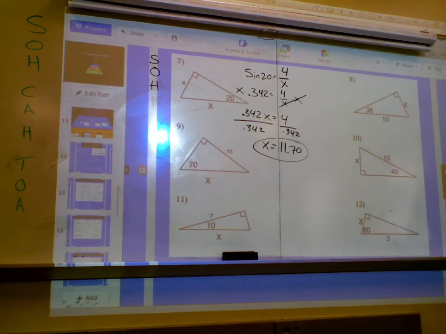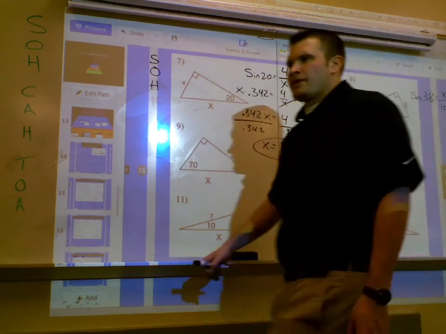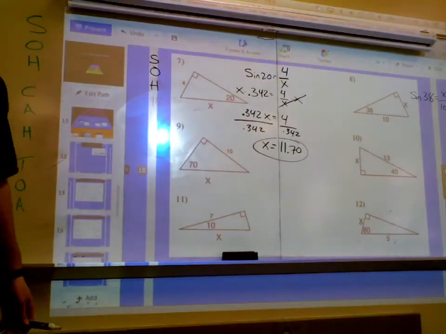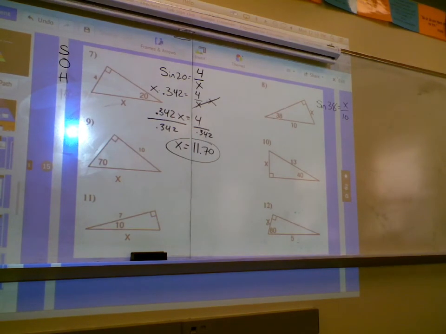What's my theta? 38, right? What's x? Opposite, adjacent, hypotenuse. Opposite, what's 10? Hypotenuse. So does this say sine ratio? Opposite over hypotenuse. Is it sine? Yeah. So we do sine of 38 equals x over 10. Right? So what do I do now?